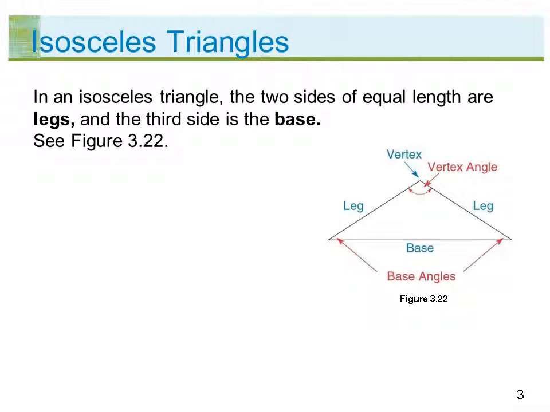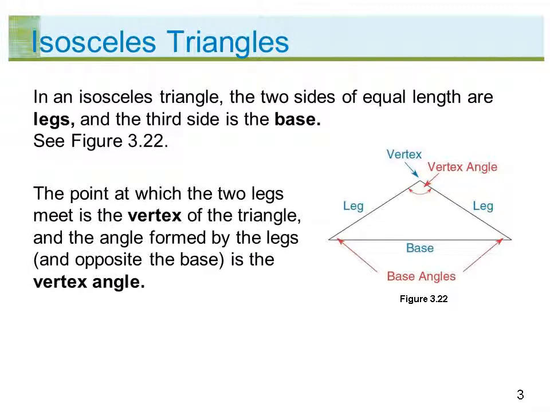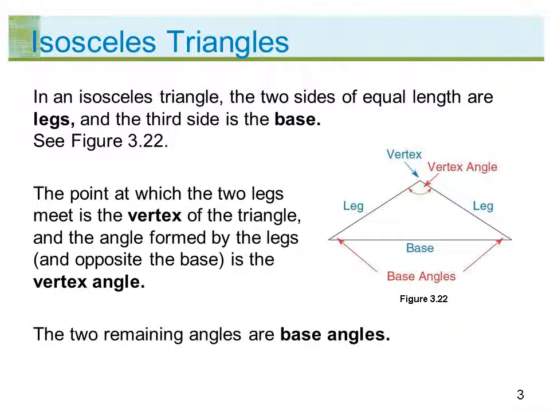In an isosceles triangle, the two sides of equal length are legs, and the third side is the base. See Figure 3.22. The point at which the two legs meet is the vertex of the triangle, and the angle formed by the legs and opposite the base is the vertex angle. The two remaining angles are base angles.